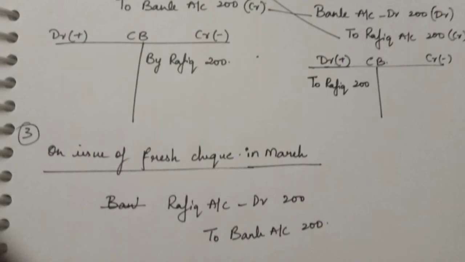And in the second, in the month of March, on replacement and again issue of check, the entries are getting cancelled by itself. Means we are reversing one entry and we are recording one fresh entry. Okay, bank account debit to Rafiq account and Rafiq account debit to bank account. Therefore, here also it is getting nullified. Therefore, no effect of this in the BRS. No effect of this amount of 200 in the BRS.